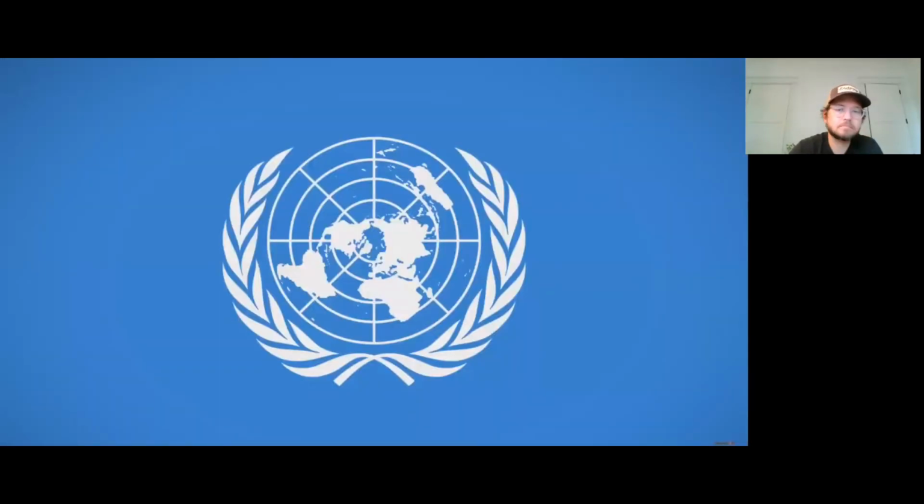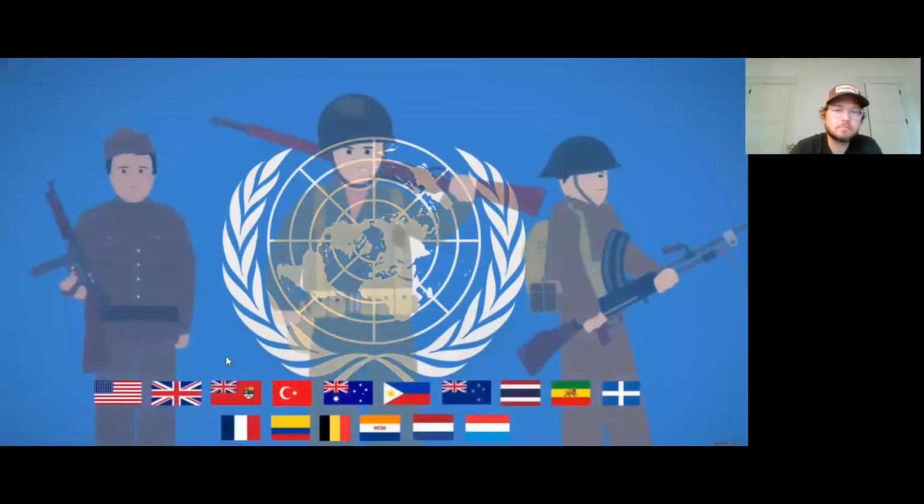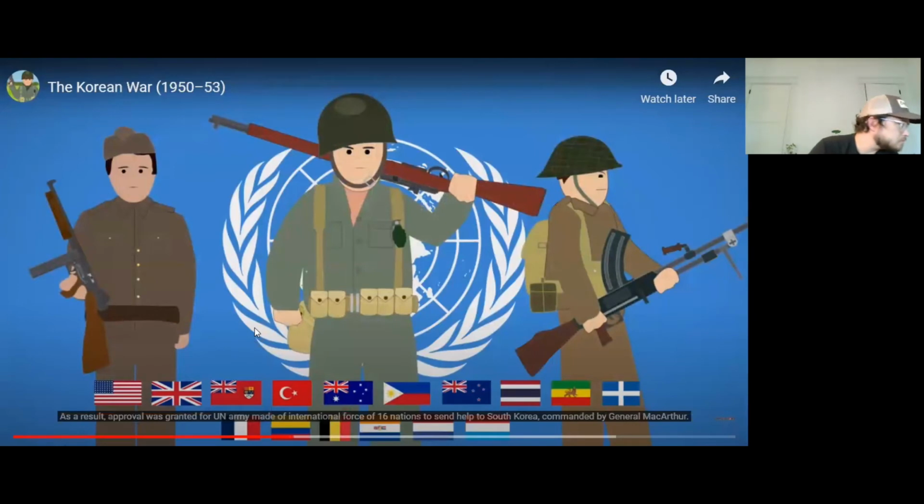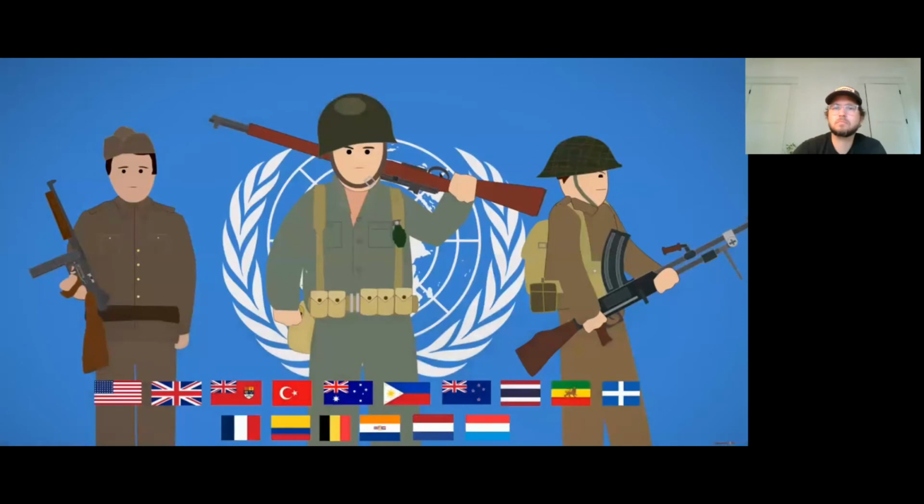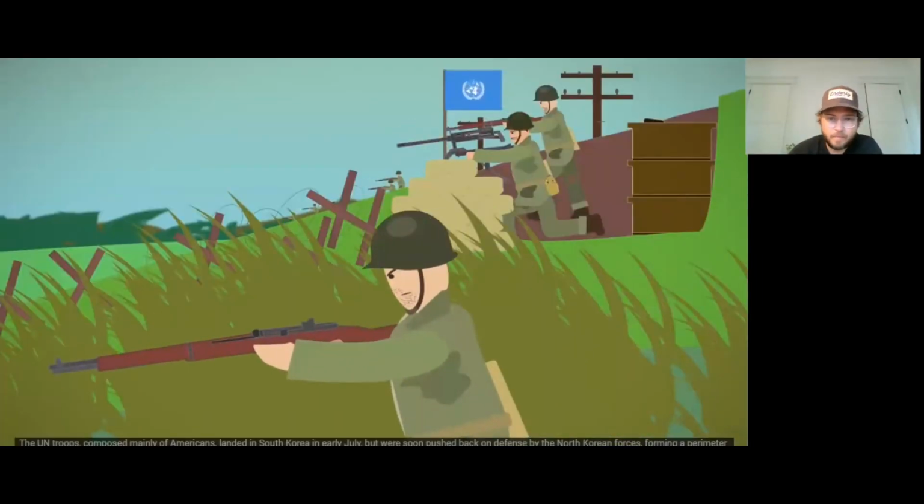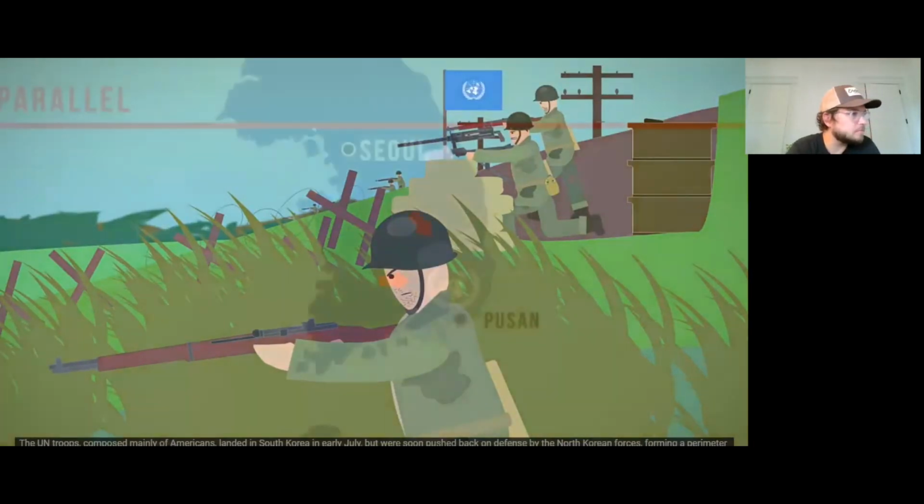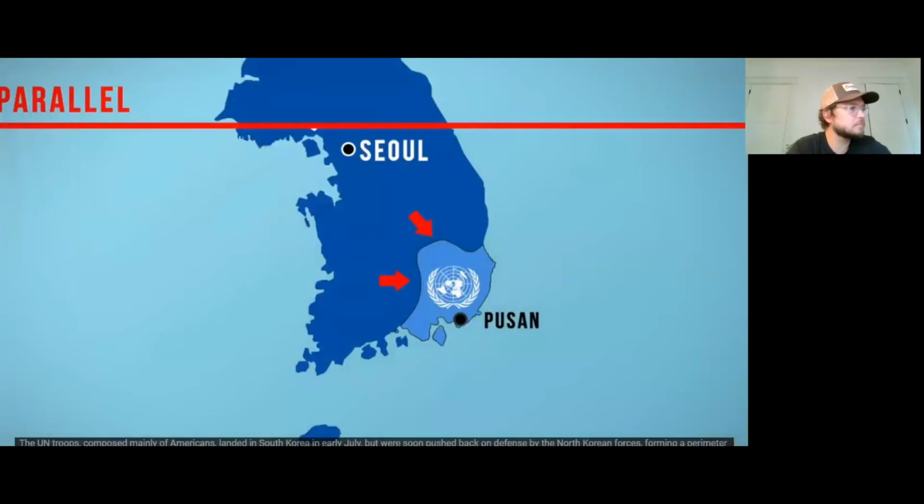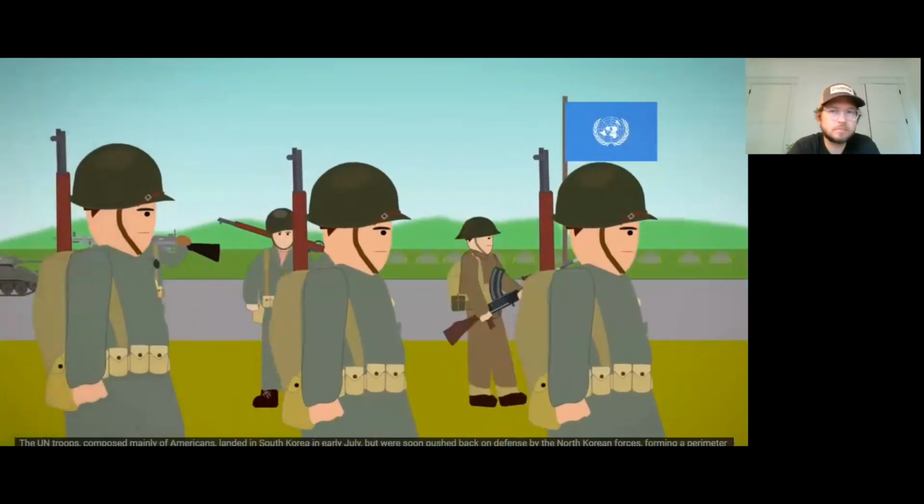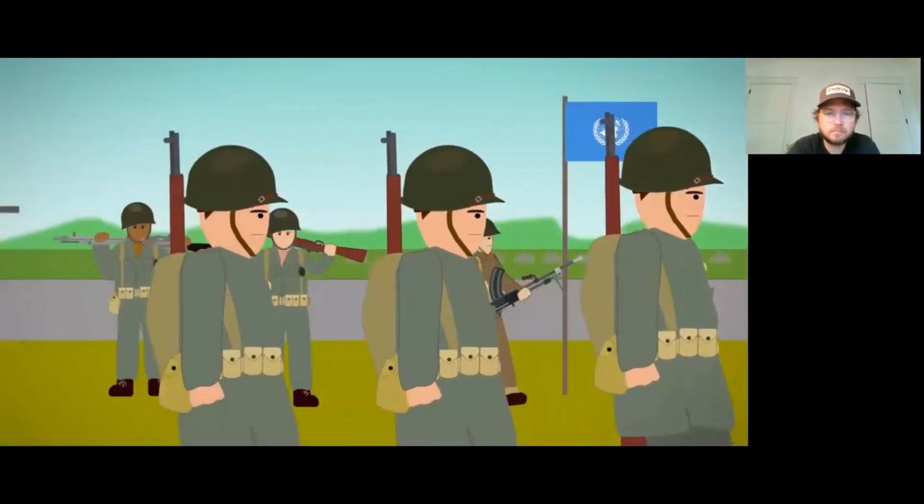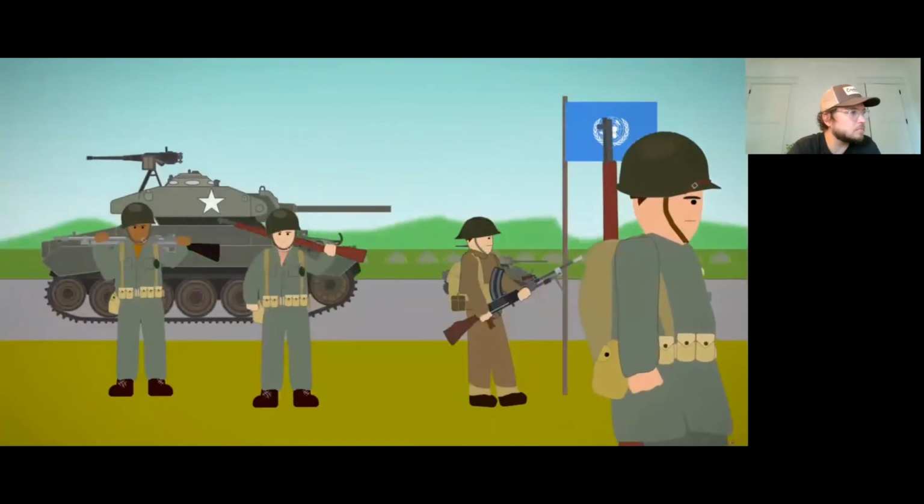An appeal was made by the Security Council for North Korea to withdraw its troops, but was ignored. As a result, approval was granted for a UN army made up of an international force of 16 nations to send help to South Korea, commanded by General Douglas MacArthur. The UN troops, composed mainly of Americans, landed in South Korea in early July, but were soon pushed back on the defense by the North Korean forces, forming a perimeter around Busan to defend the line until reinforcements arrived in August. Now that their position was strengthened, MacArthur went on the offensive.